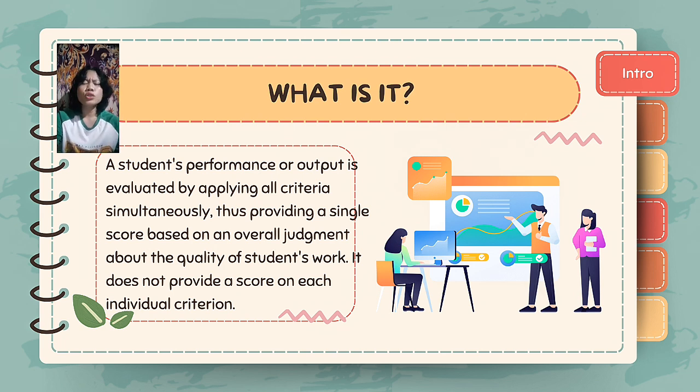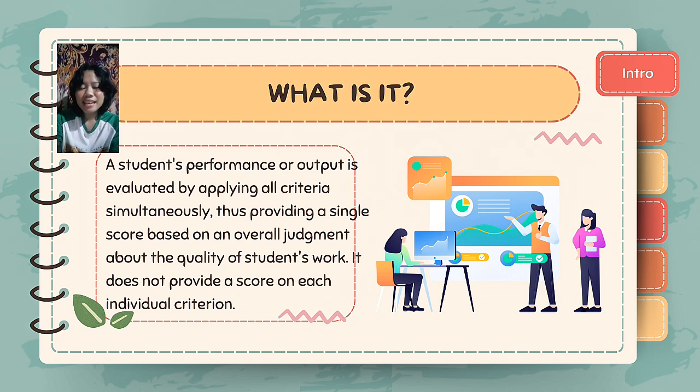Okay, so another important point is that a holistic rubric does not give scores for individual criteria. That means the teacher will not give separate grades for things like grammar, creativity, or organization. Everything is combined into one score.